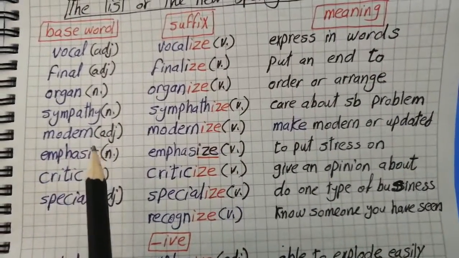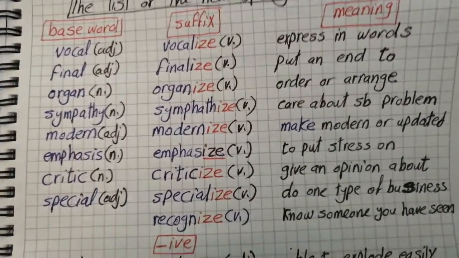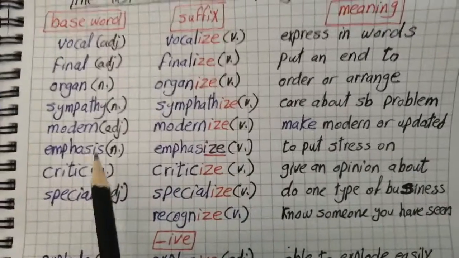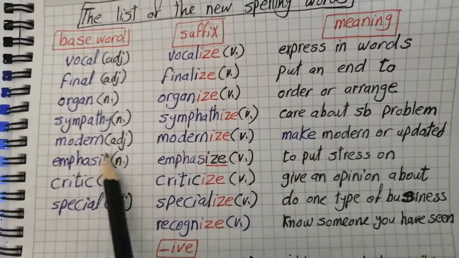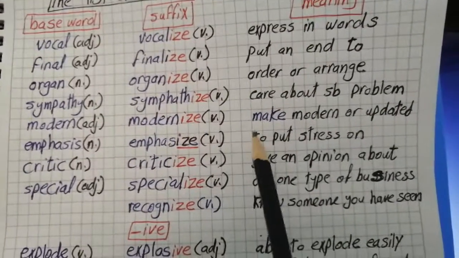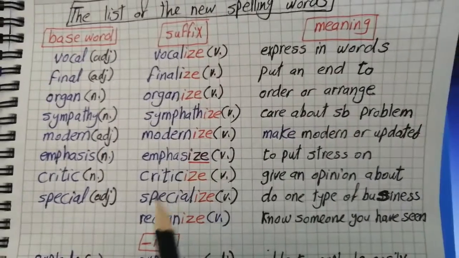Modern is an adjective. Modern here means up to date, or to the latest. So modern, when I add IZE, change from an adjective to a verb. Modernize means to make modern or to update.